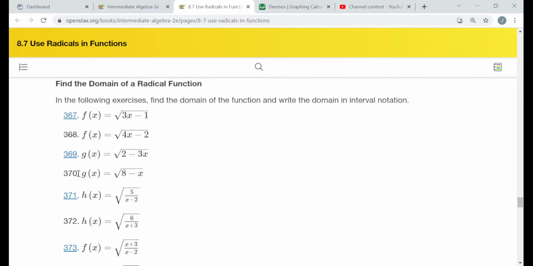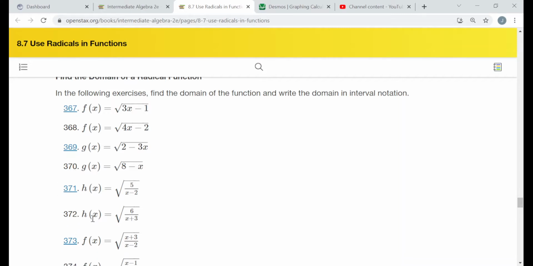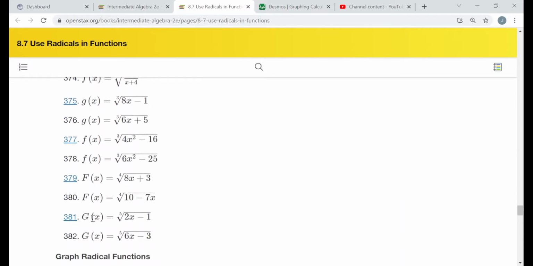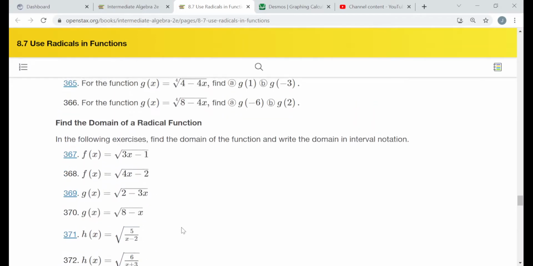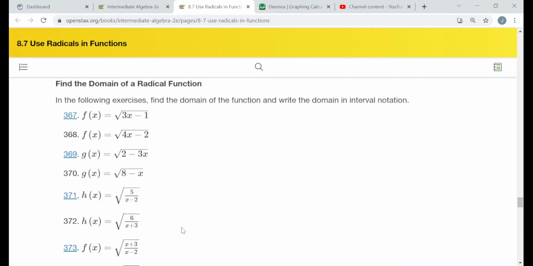And I will also have timestamps for each example in the description of the video. So if you look at the description, you'll see example 1's timestamp. That'll be for number 368, example 2 for number 370, example 3 for 372, etc. for all the even numbered problems up to 382 for this video. So if you want to bounce around to see specific questions, go ahead.